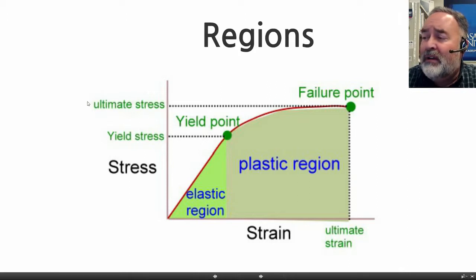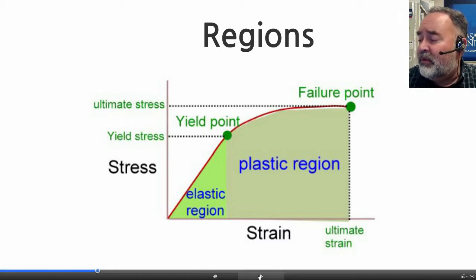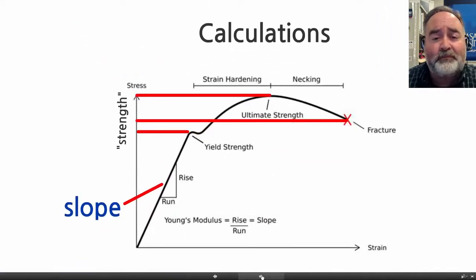We had the failure point, both ultimate stress and ultimate strain, and the yield point and the yield stress. So we continue to talk about the same ideas. We just happen to have more colorful language, or more synonyms and additional words to be able to describe what's going on. So calculations wise, can we get some actual numbers?